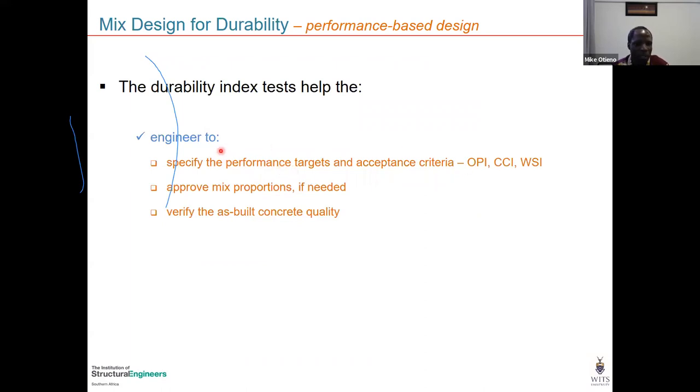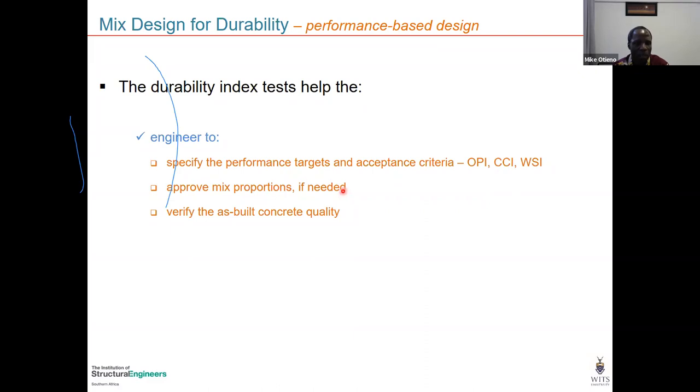This is very important for the design stage. You need to specify the oxygen permeability index, chloride conductivity index, or the water sorptivity index, depending on your exposure environment. You don't always need to specify all of them. You need to choose which ones to specify. Then it can also help us in terms of approving mix proportions if needed.